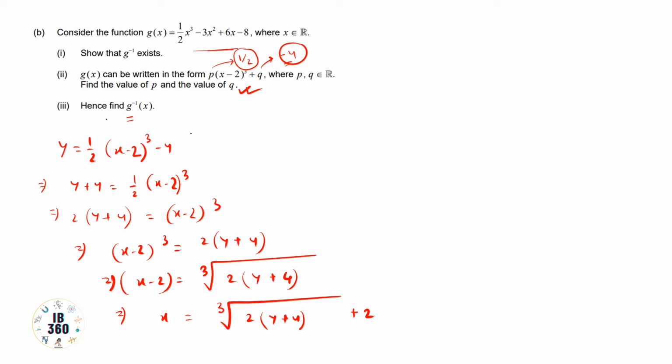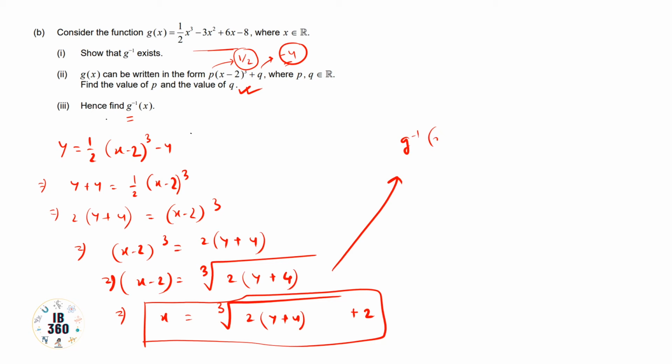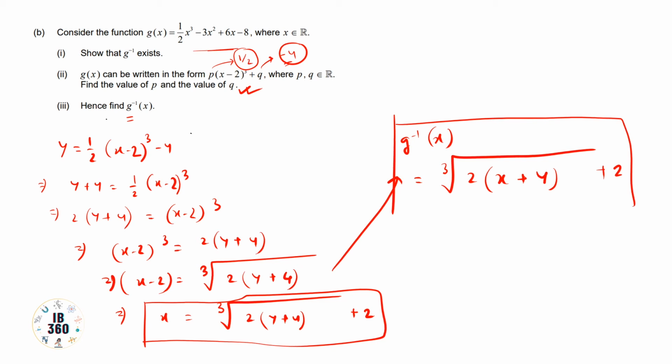Now just rewrite the function in terms of x and you will have your inverse function. So g inverse of x is equal to cube root of 2 into (x plus 4), plus 2. So this is the inverse of the given function. Okay, so in this way you can do the third problem also. It was again a very simple problem.